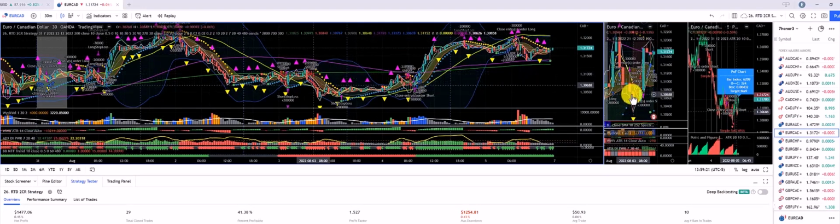Euro Canadian dollar, no price target on the strategic picture. Price action above, below, back above, and some nice flow to the upside and downside with a little bit of consolidation in the middle. Right before the announcement of the jobs report, we have a profit of $1,477.